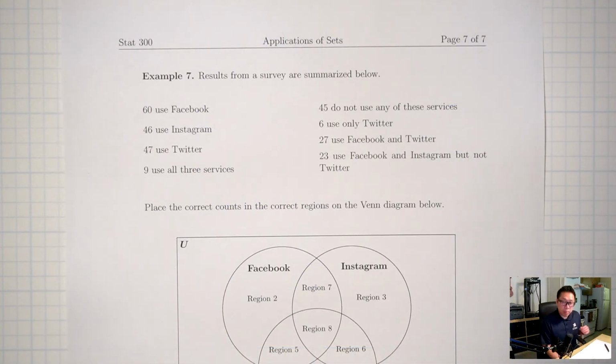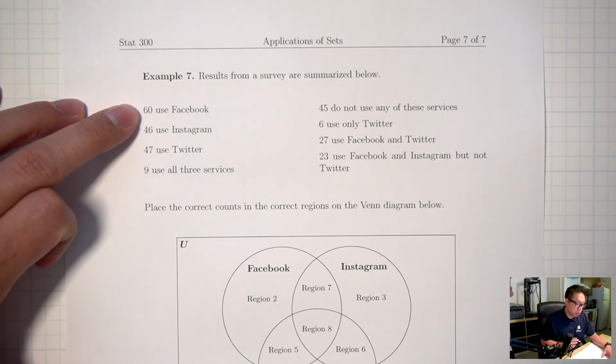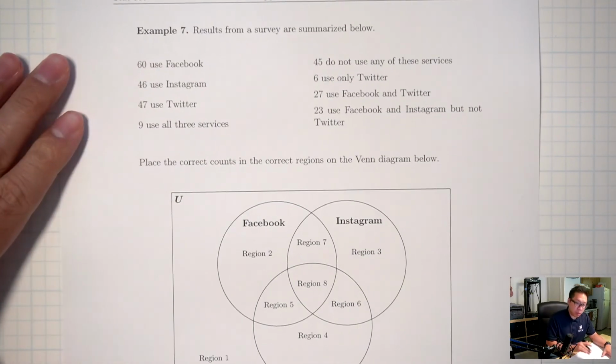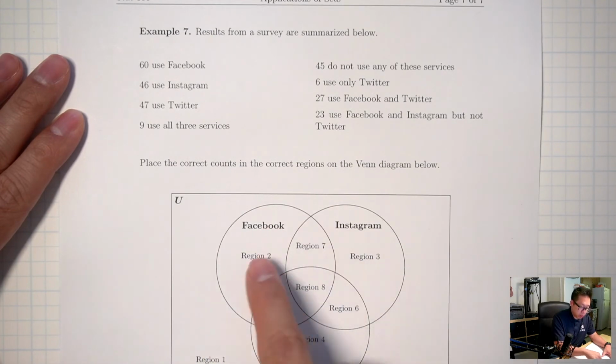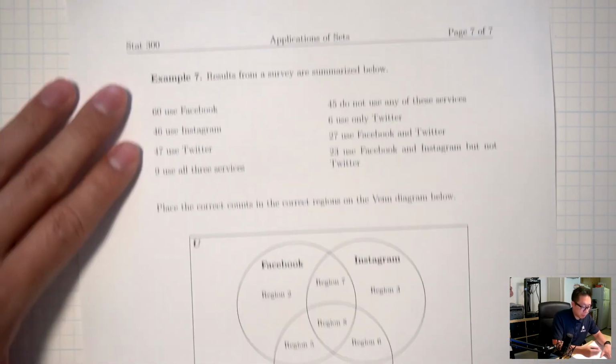Example 7. So same process as example 6. I'm going to go through first and figure out which regions each clue is talking about. First one, 60 people use Facebook. So Facebook means you're inside Facebook. The regions we're talking about is 2, 5, 7, 8.